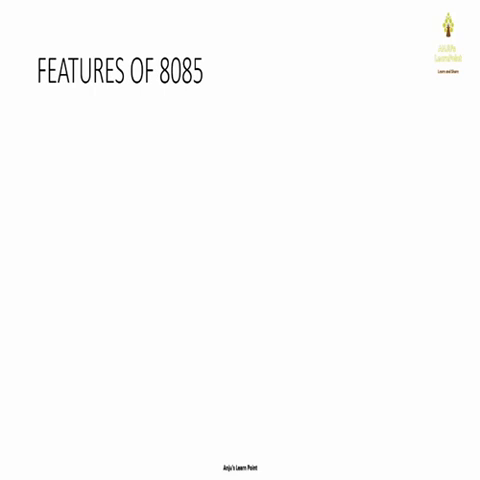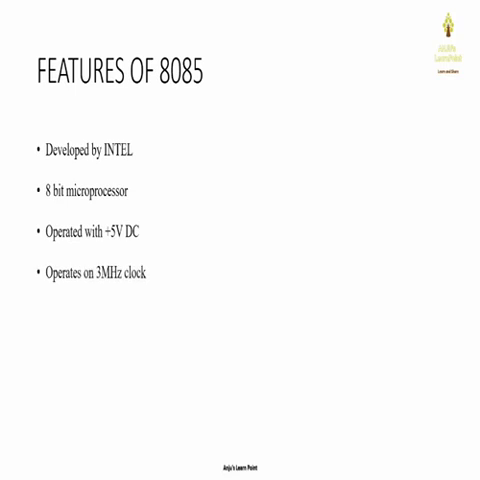We will start with the features of 8085. 8085 was developed by Intel. It is an 8-bit microprocessor, that is, it can accept 8-bit data simultaneously. It can be operated with a single plus 5 volt DC supply. It works on a 3 MHz clock frequency. It has an 8-bit multiplexed address and data bus.